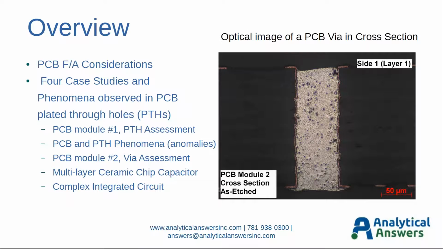The next thing we're going to do is PCB module number 2. That's going to be case study number 2. That's going to be a VIA assessment. And here we're going to look at a vertical cross-section in the as-polished condition, in the as-etched condition, and horizontal cross-sections in the as-polished and as-etched condition.